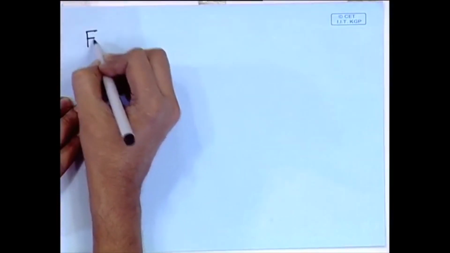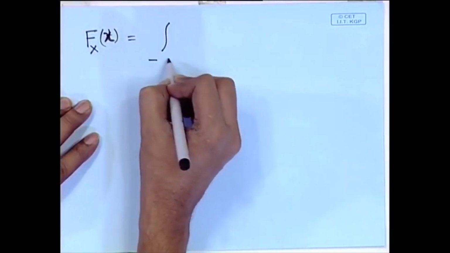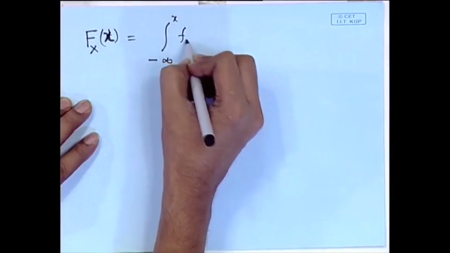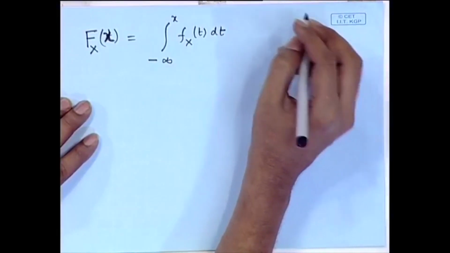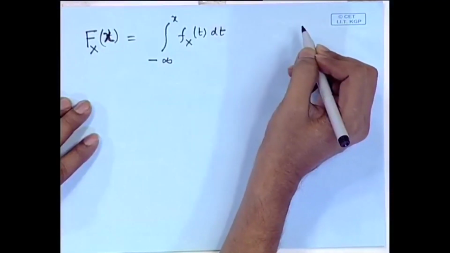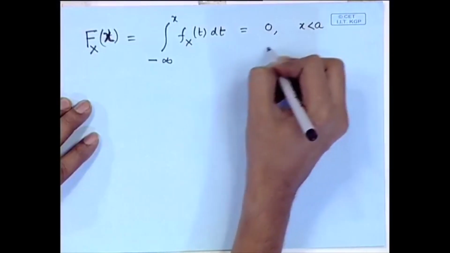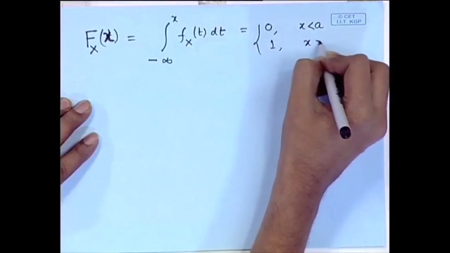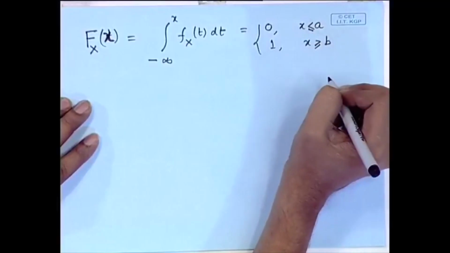We also look at the plotting of the cumulative distribution function, that is, the integral from minus infinity to x of f(t) dt. Since the distribution is 0 up to a and beyond b, this is going to be 0 for x less than a, and it is going to be 1 for x greater than b. You may put equality here also, it does not make any difference.